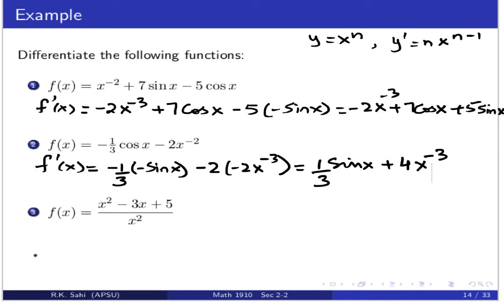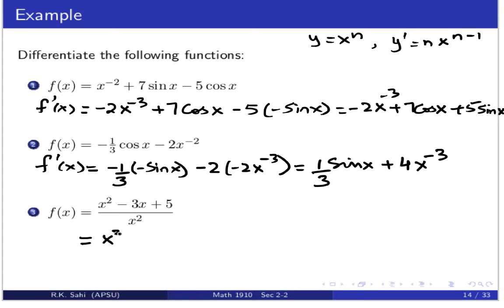Okay, let's look at the next expression. F of x is x squared minus 3x plus 5 over x squared. Now this is not the normal expression we have seen in terms of the power rule because we have something in the denominator. But if you have only one term in the denominator, you can take the numerator expressions and write every term individually over the one term in the denominator. That way we can get the expression into the form we're looking for.